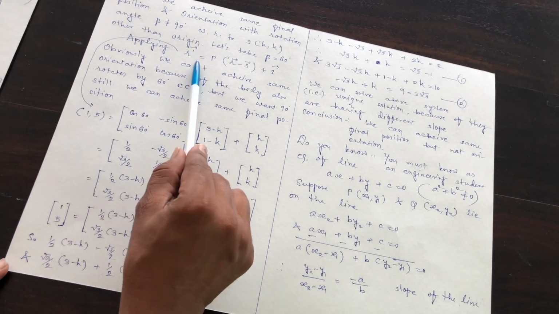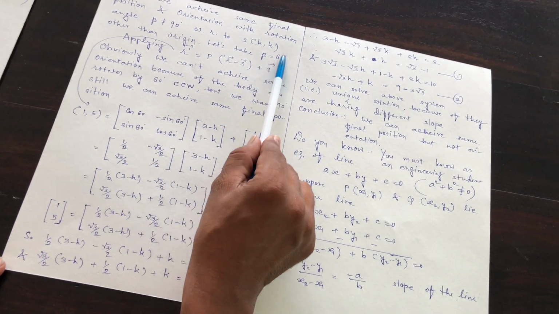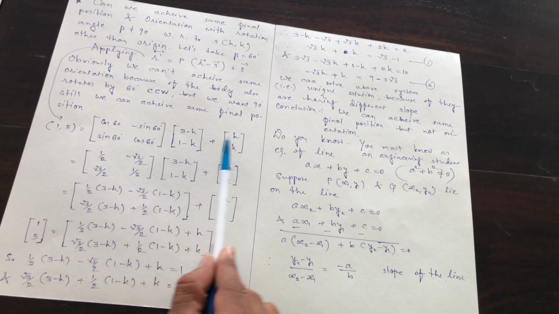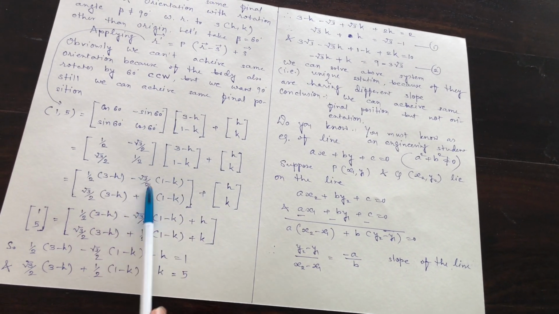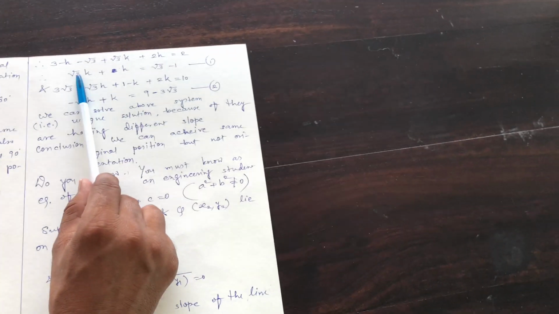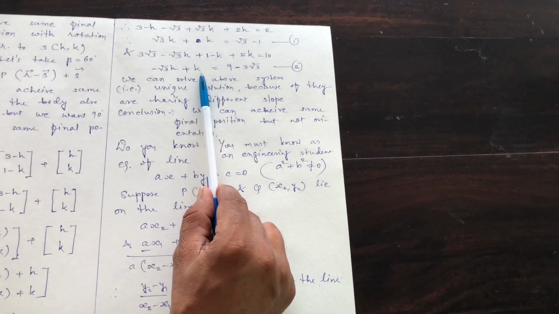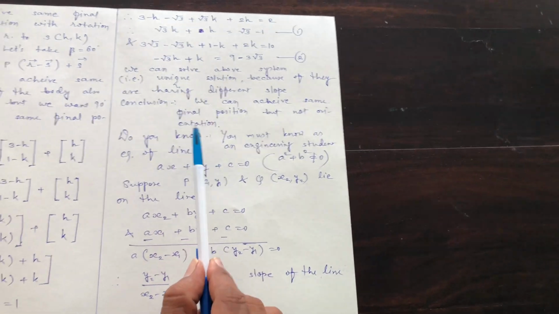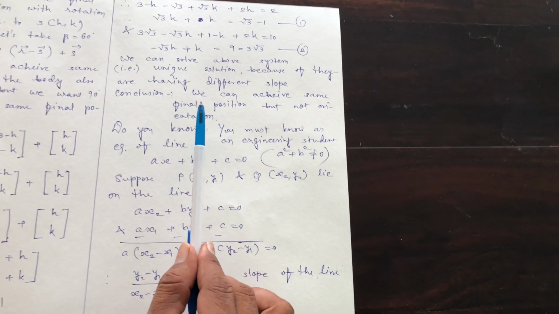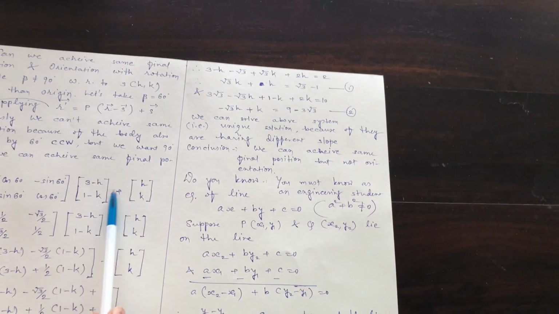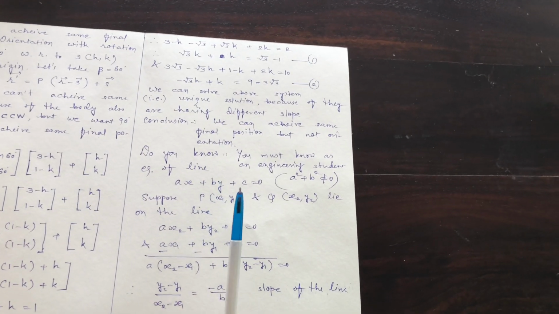So (1, 5), P, suppose we want 60. So this one, rotating the vector (3 minus h, 1 minus k), plus (h, k). After this, we get two equations in two variables h and k, and they have different slopes. So we can solve uniquely. So we can get the final position at the same location, but not the orientation.